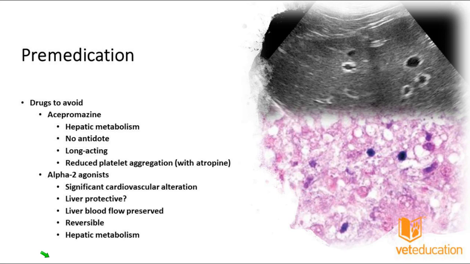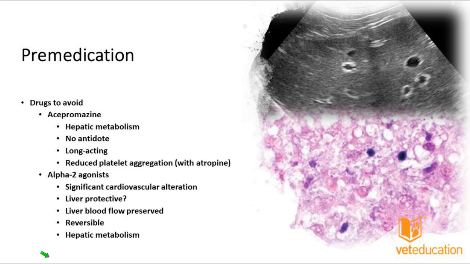Here's why. It's metabolized in the liver, like a lot of these drugs. There is no antidote for it, so once you give it, you are stuck with it, and you're going to be stuck with it for a long time because it's a long-acting drug. We also have reduced platelet aggregation if it is used concurrently with atropine, which is an interesting fact.